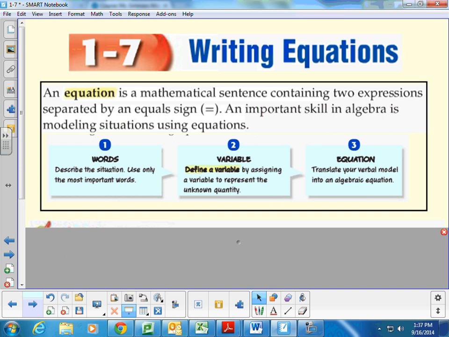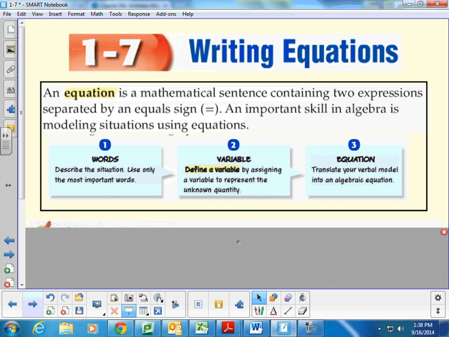So, some important things for identifying an equation that fits a situation. Words. They describe the situation, use only the most important words. Sometimes it'll say, you know, Jennifer's going shopping. Jennifer spends $20. Obviously, her shopping helps you understand the situation, but to make the equation, you only need to know that she's spending money and what she has, etc.